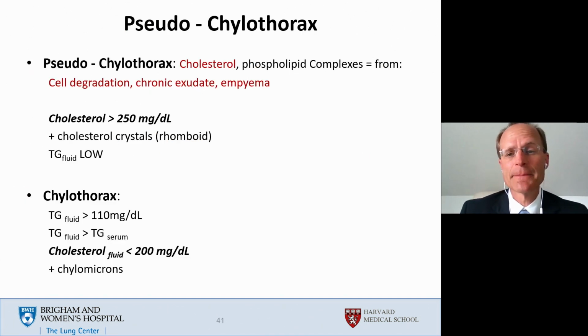Pseudochylothorax is a lipemic-appearing pleural effusion that does not contain chylomicrons, but is due to chronic cellular breakdown from a chronic exudate. That represents cell membrane breakdown, which is very low in triglyceride, very high in cholesterol and phospholipids. So if the cholesterol is high and the triglycerides are low, this is generally a pseudochylothorax due to a chronic exudate with cellular breakdown. If the triglycerides are high, but the cholesterol is low, and of course, there are confirmatory chylomicrons, this is consistent with a true thoracic duct leak and a chylothorax.